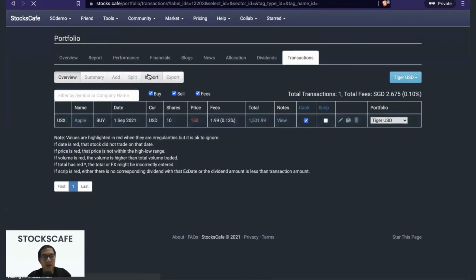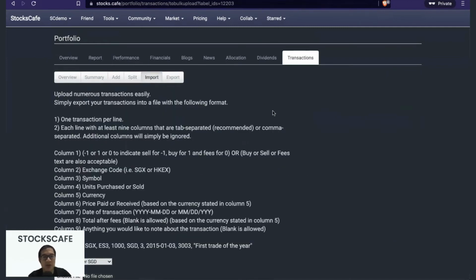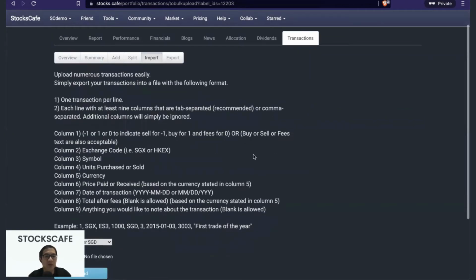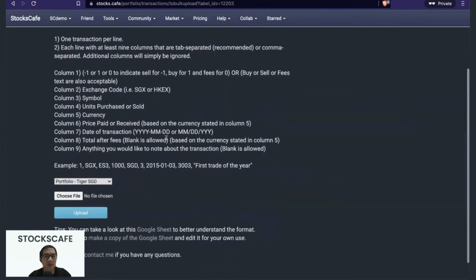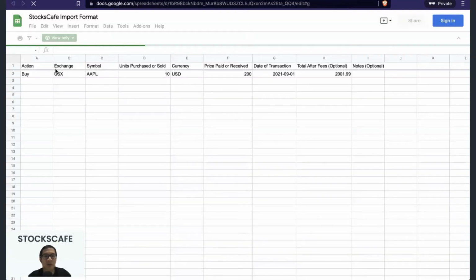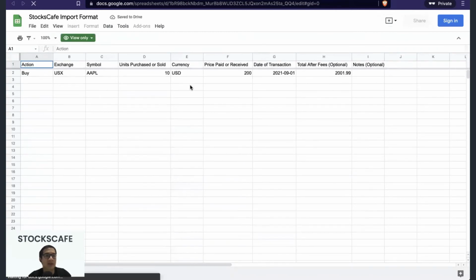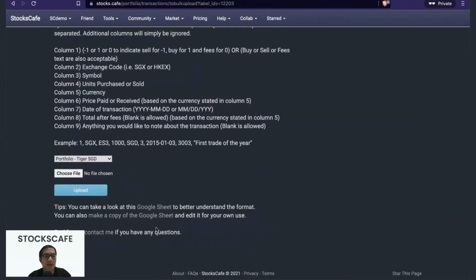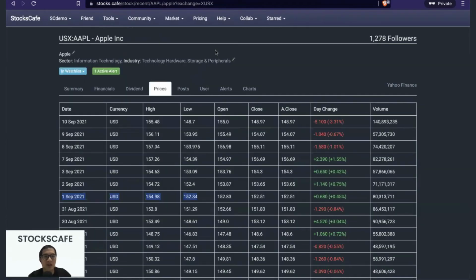Next, let's talk about the import feature. Of course, one by one could be tedious if you have hundreds or thousands of transactions, but we do have an import feature where you can bulk import all your transactions. You can learn more later. We also built this Google spreadsheet so that you can easily visualize the format, and you can make a copy and edit it. That's the third thing, on adding and importing transactions.